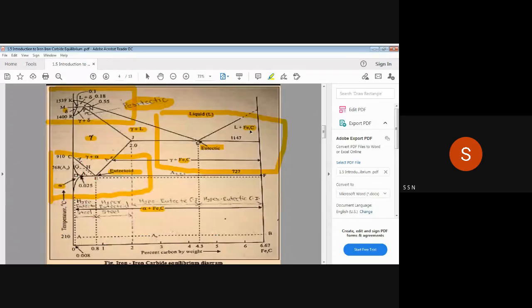Here Fe3C, isn't it? So these four solid phases and one liquid phase are there.